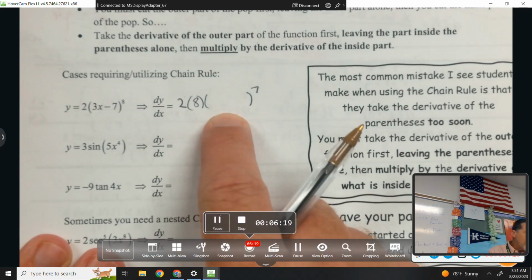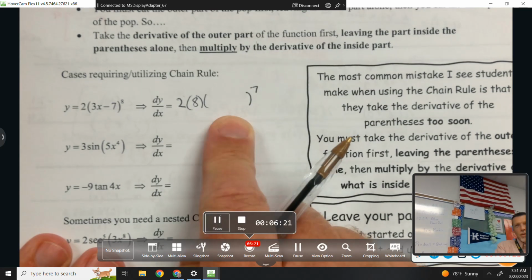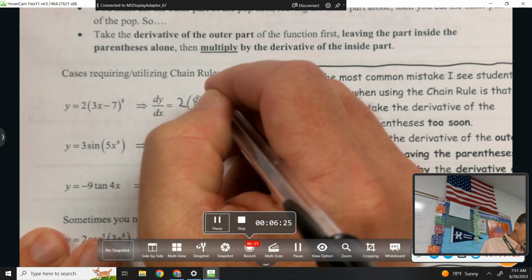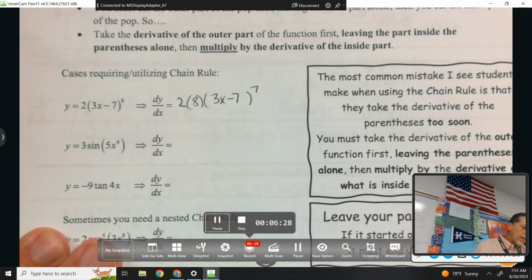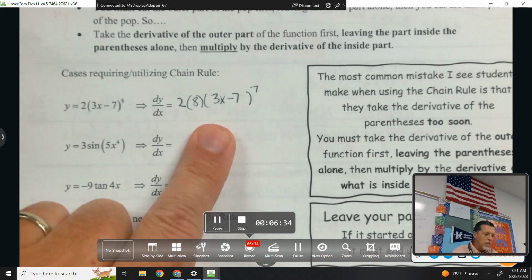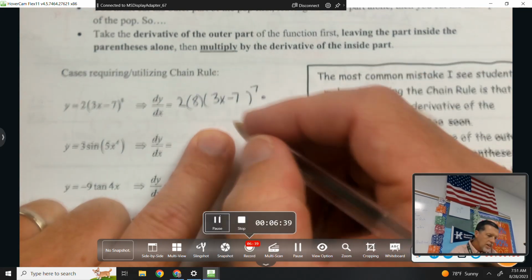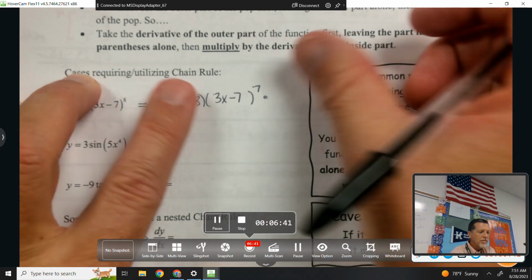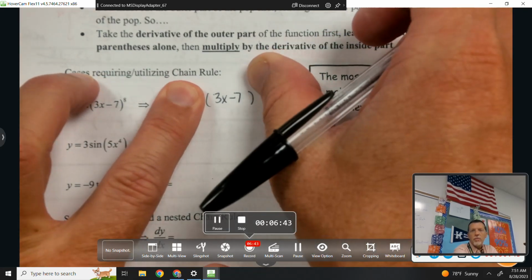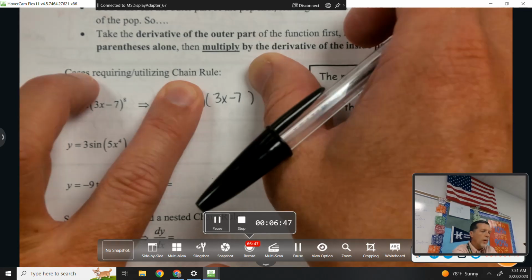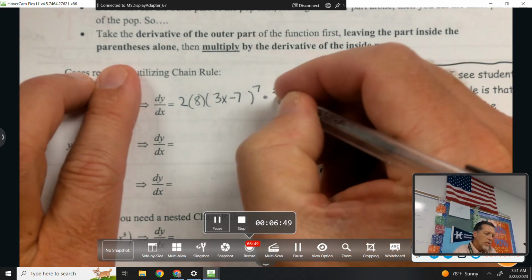That inside stuff stays the same, because while we're working on one derivative, we don't get to mess with other derivatives. We only do one derivative at a time. So that 3x minus 7 stays in there. Now, I still need to take the derivative of 3x minus 7, so I'm going to chain it together, and I've handled everything else. What's the derivative of 3x minus 7? 3. Right? I handled the wrapper, now moving to the inside part, that derivative is 3.